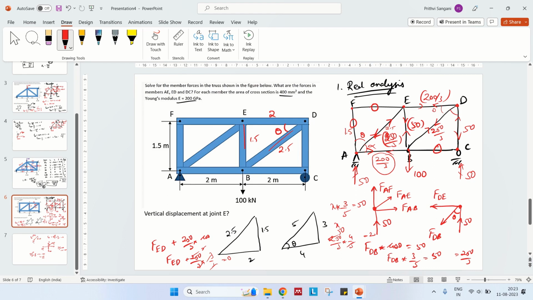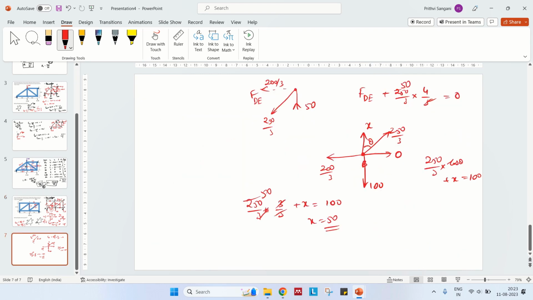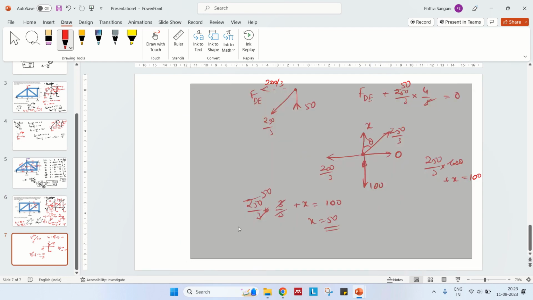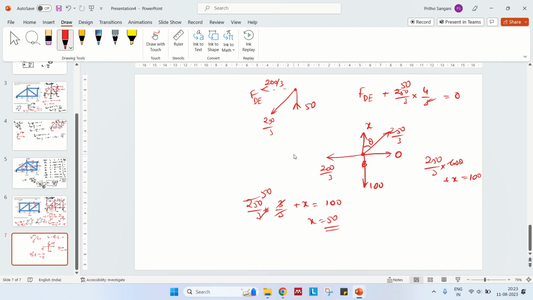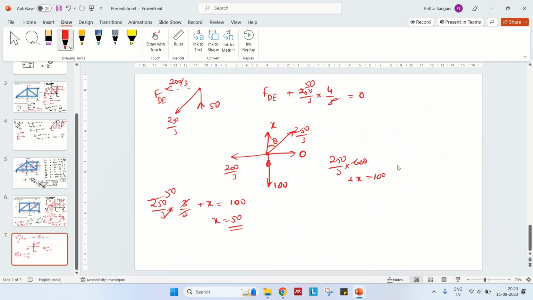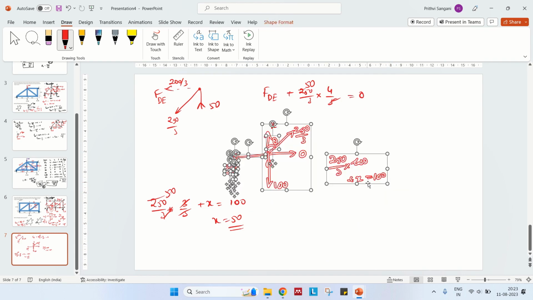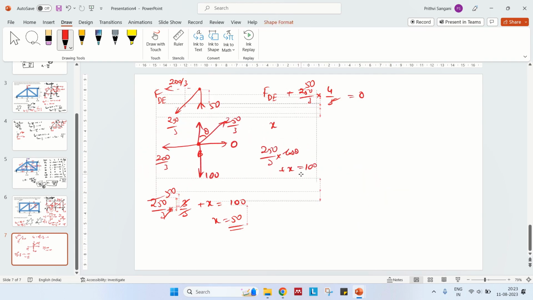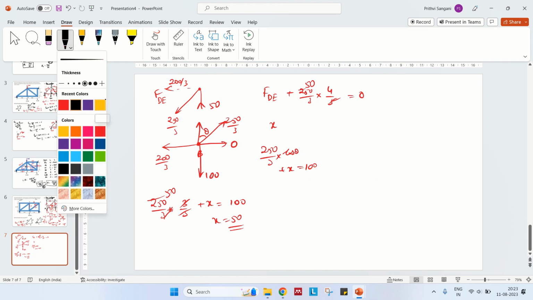So what is the question? In the question it was asked to find the vertical displacement at joint E. Okay, vertical displacement at joint E. Now the real analysis is done. Now I'll go with the virtual method.